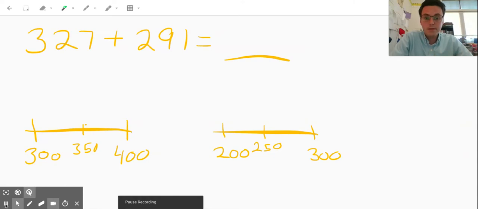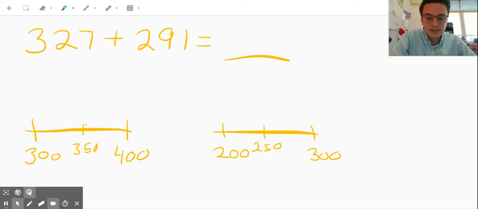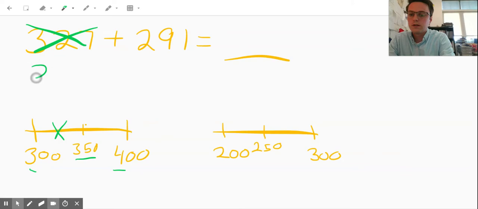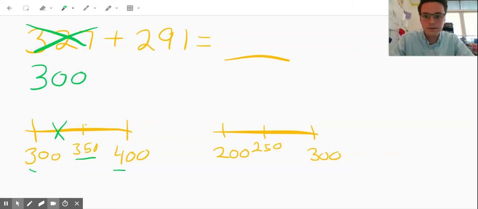Okay, now I can do the same thing when I'm estimating a sum in the hundreds. Here I have 327 plus 291. Now, since I'm estimating in the hundreds, I need a little help rounding, so I drew some number lines. Look at 327. Here's 300. Here's 400. And I put 350 in the middle. 327 is less than 350. So it's going to show up somewhere there on the number line. So I know 327 is closer to 300 than 400.